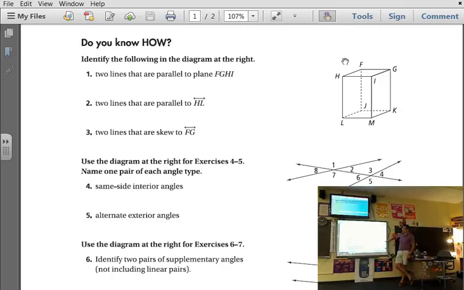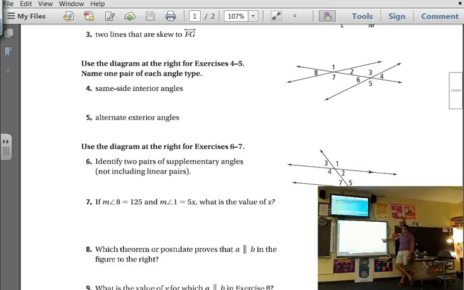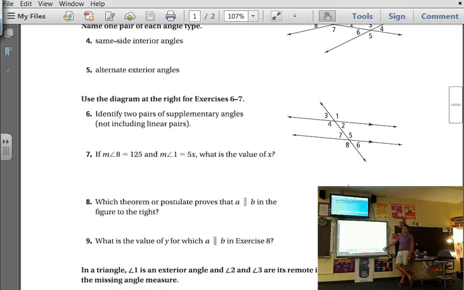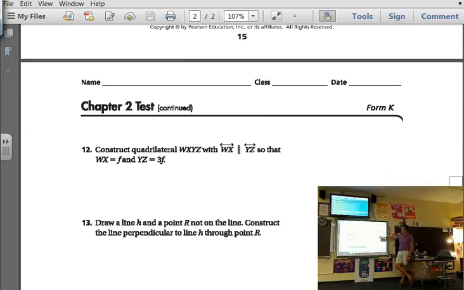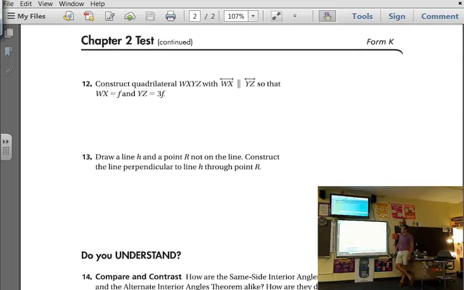All right, other questions from the front? Going once. Going twice. Sold. On the back.